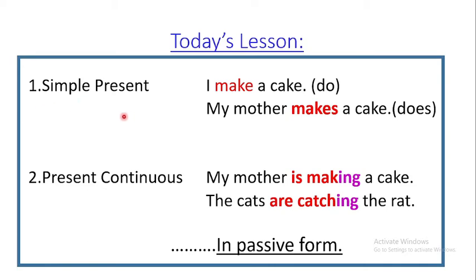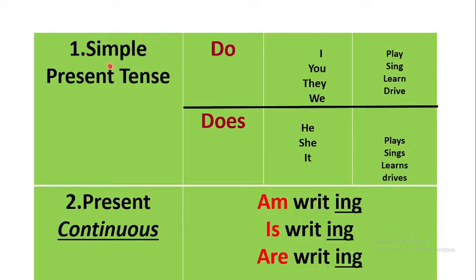Simple present tense is very simple. I make a cake, my mother makes a cake, like that. Present continuous tense says about ing form. My mother is making a cake. There you can see ing. My mother is making a cake. The cats are catching the rat. These ing forms are very essential for present continuous tense. They are in very simple way.